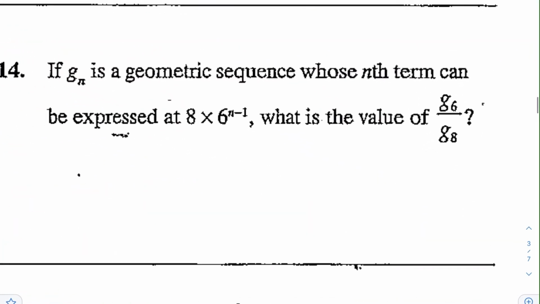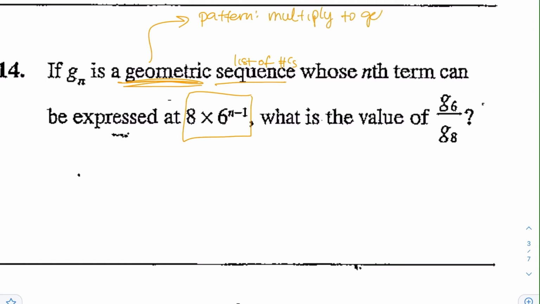Next, for number 14, if g to the n is a geometric sequence whose nth term can be expressed as 8 times 6 to the n minus 1, what's the value of g to the 6 divided by g to the 8? So here we have to know how to read this geometric sequence. A geometric sequence is a sequence, and a sequence is just a list of numbers. It's a list of numbers where the pattern is you keep multiplying to get to the next term number.